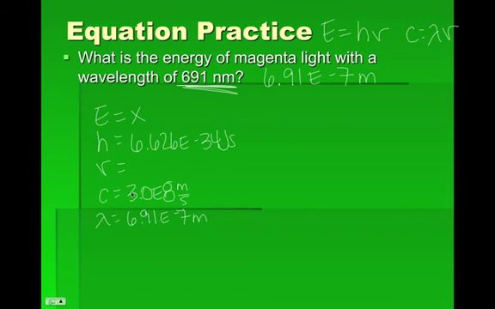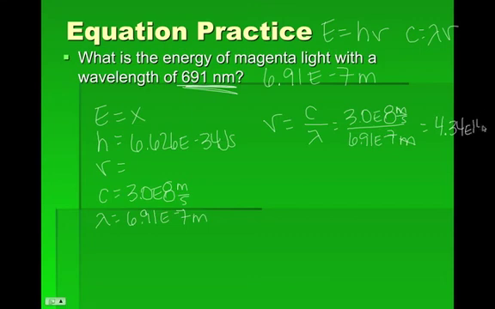So starting with this so that I can calculate my frequency, I know that frequency is equal to c over lambda, so 3 times 10 to the 8 meters per second divided by 6.91 e negative 7 meters. My meters will cancel, leaving me with 1 over a second, or hertz. And I plug this into the calculator, and I get 4.34 E14.